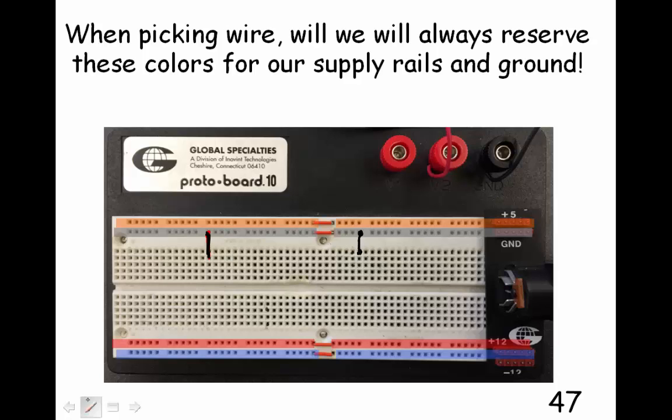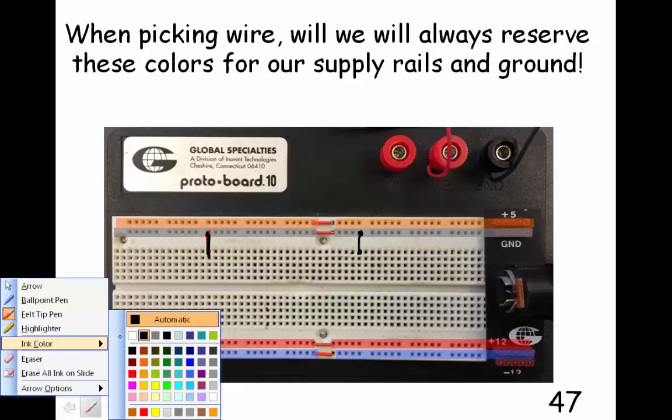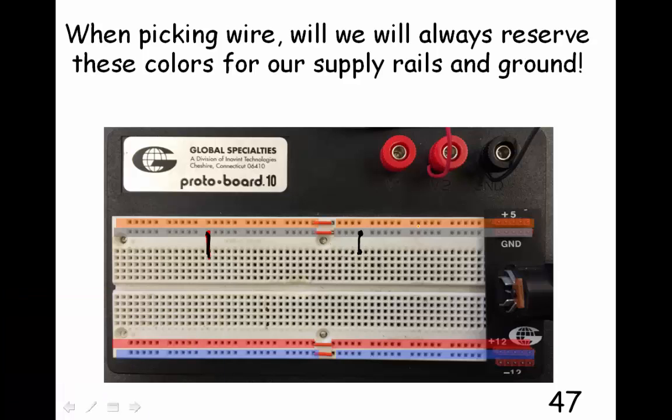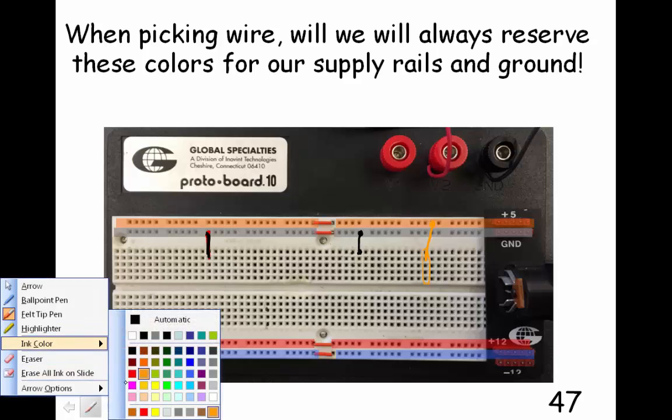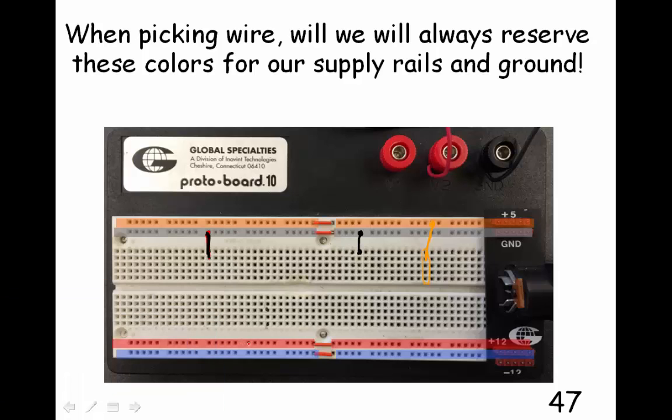So whenever we connect to the +5, if I wanted, say, this row right here to be all at positive 5, I'd connect an orange piece of wire into one of those holes. Likewise, if I wanted anything to be at plus 12, I'm going to come down here at plus 12. Let's say I wanted this row right here to be at plus 12. I'm going to bring a red wire over there.